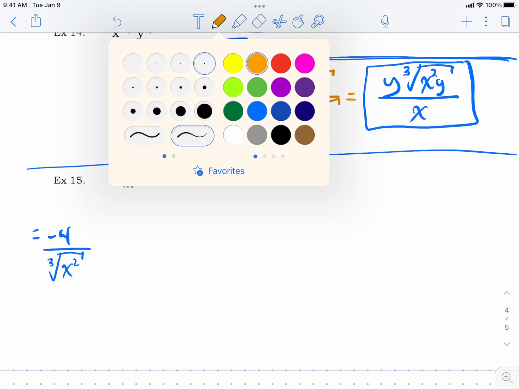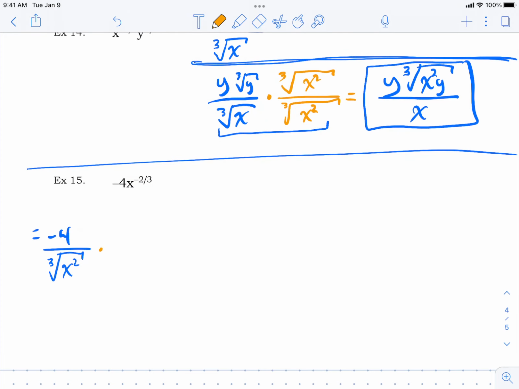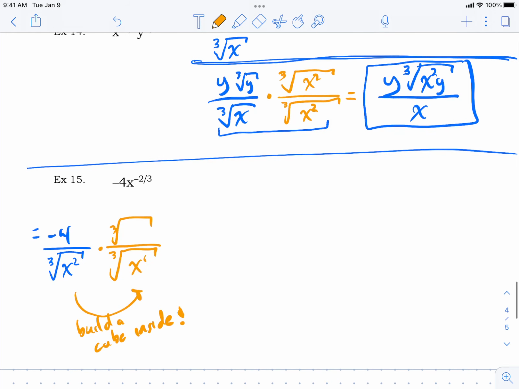Now, this one's a little easier than the other one. We still have to fix the denominator, so we're going to have to do the old multiply top and bottom by the cube root of something. Now remember, the whole point is to build a cube inside. Build a cube inside! That's what we're trying to do here. So x squared times what? Well, it'd have to be x squared times 1, x to the 1. That gives me x cubed. So I'm multiplying top and bottom, basically just by the cube root of x.